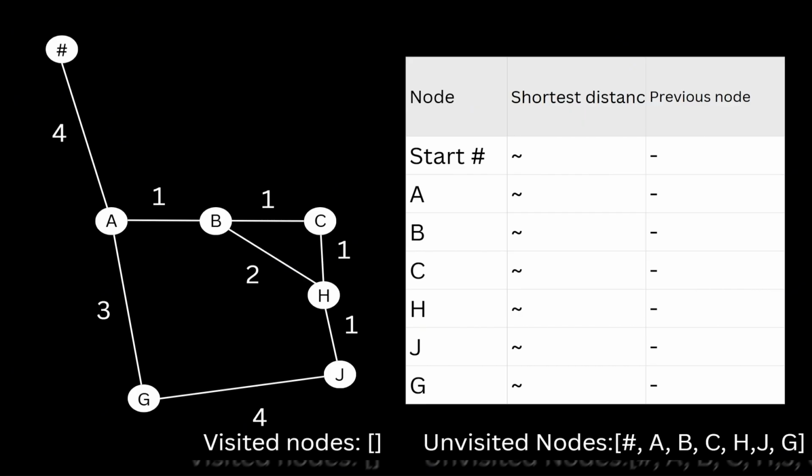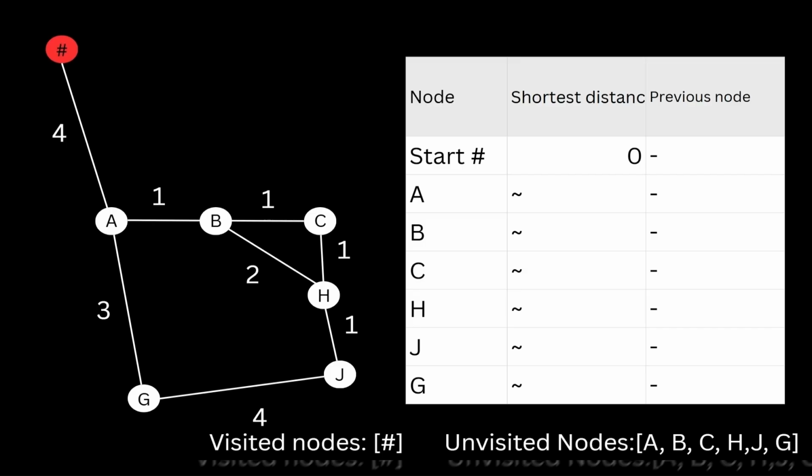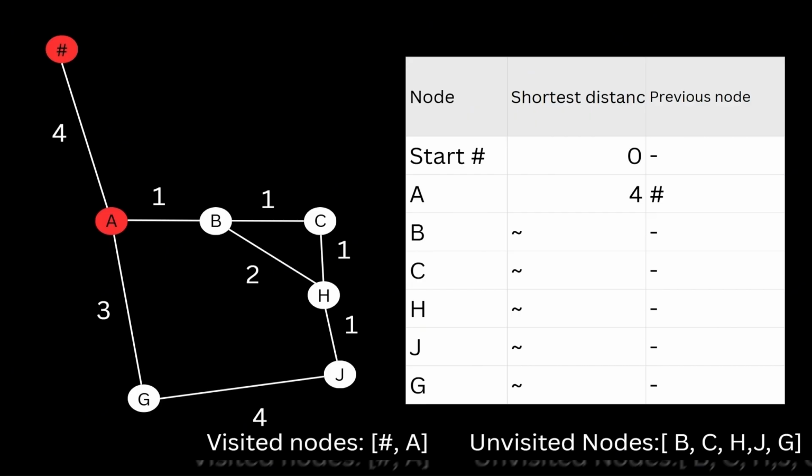Every node will be set up on the table on the right to record the shortest distance to get there and the previous node that we visited. First thing we're going to go to is the start node. We don't need any distance, we don't need to go anywhere before that, so it would have a shortest distance of 0, and it won't have a previous node. Now to go to A, the distance will be 4, which is the weight of the edge between both nodes, and the previous node will be recorded as the start node.